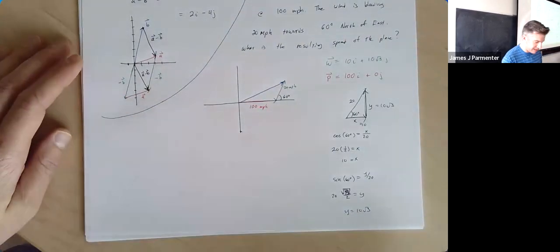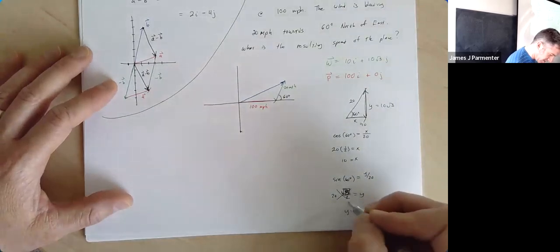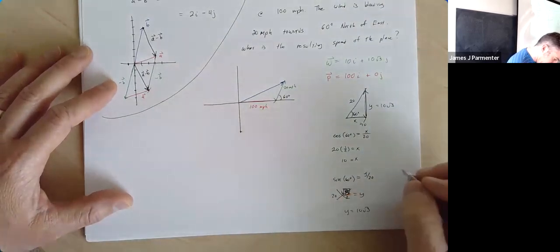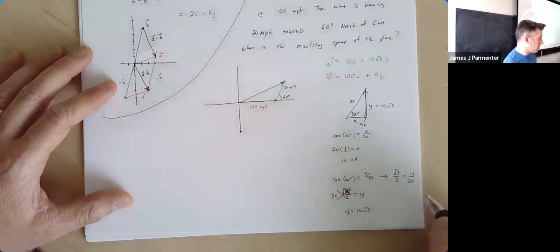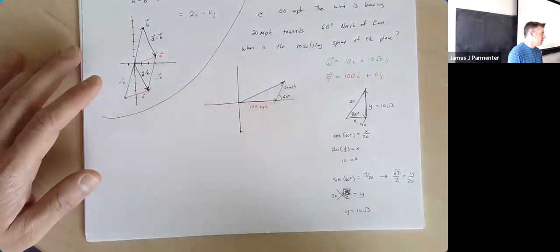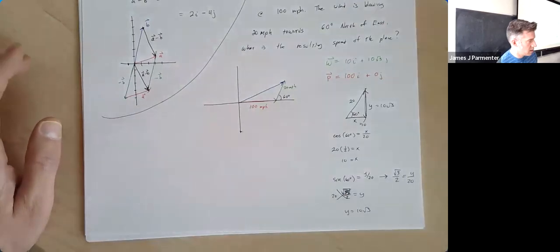Sorry, I know, that's a fair question. Sine of 60 is square root of 3 over 2. And yeah, I know that looks really terrible. So that becomes root 3 over 2 equal to y over 20. And then we get y equal to 20 times root 3 over 2, which is 10 root 3. Other questions?